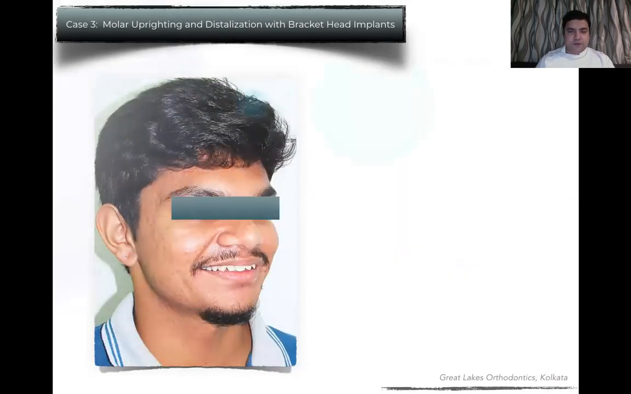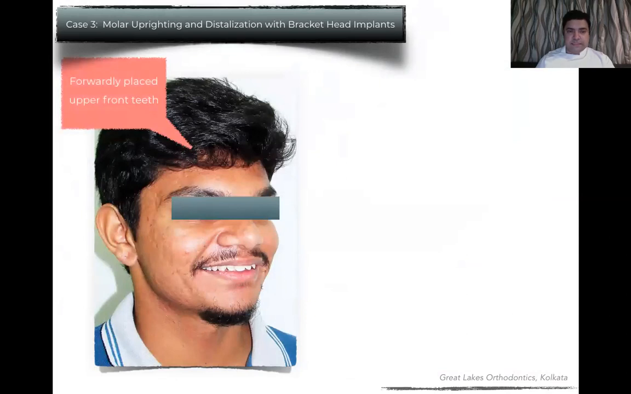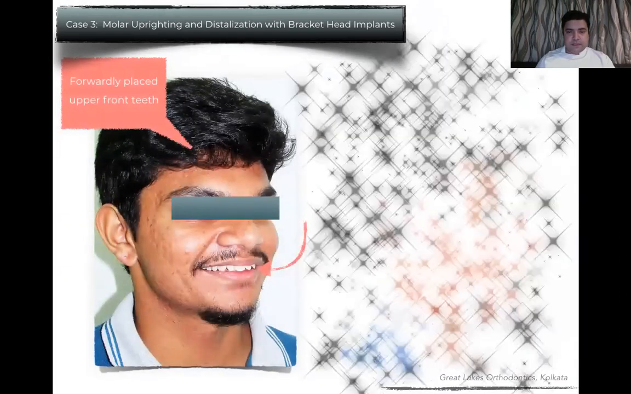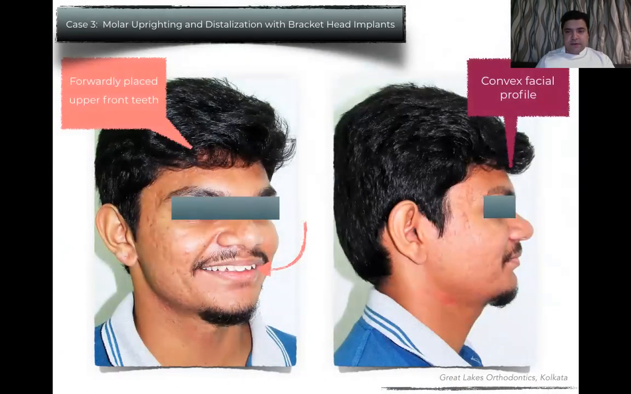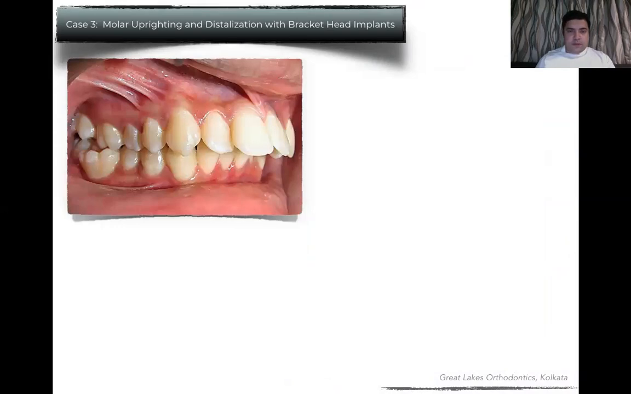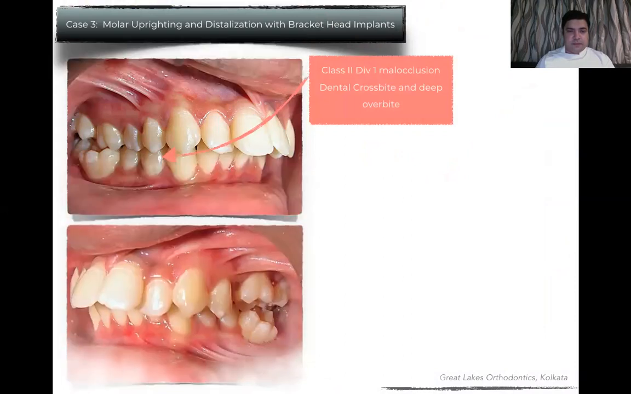When you look at a 45-degree view, you would note forward placement of the upper front teeth. The profile view shows mild convexity in the profile. It's basically a compensated class 2 situation. When we go into the intraoral photographs, on the right-hand side is a class 2 division 1 malocclusion. Dental crossbite is noted in the molar and a deep overbite is present.